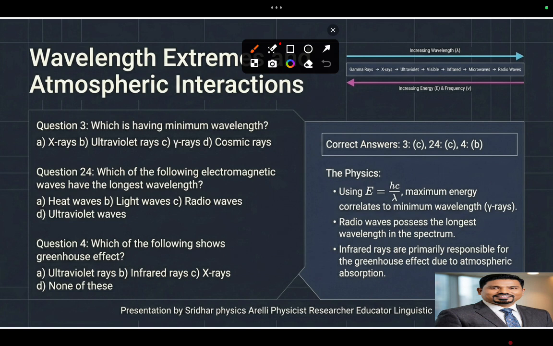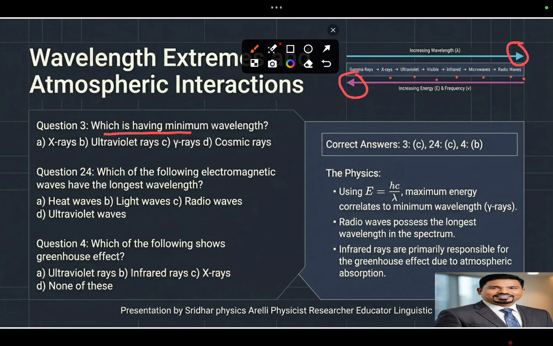So here, which is having minimum wavelength? As I've discussed here: gamma, X-rays, ultraviolet, visible, infrared, micro and radio. So from gamma to radio, wavelength is increasing. From radio to gamma, frequency is increasing.